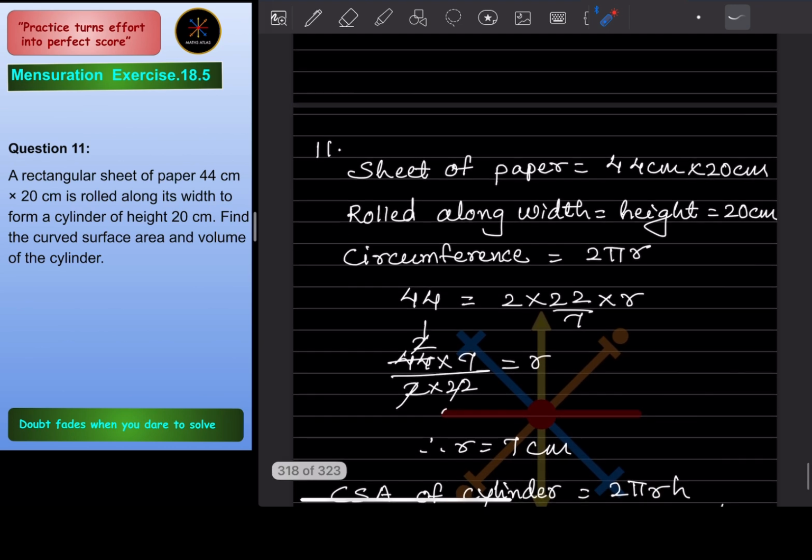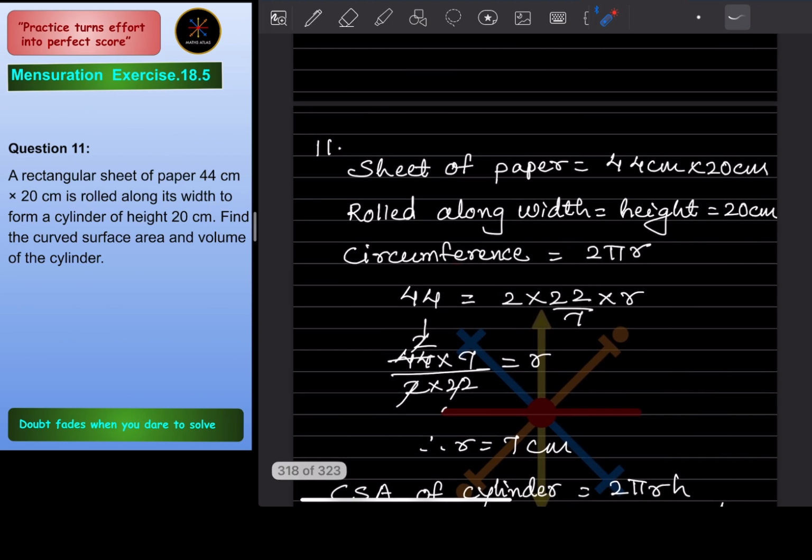Now let us see the first thing. We don't know the radius over here, so we'll start with the circumference of the cylinder, that is 2 pi r. The circumference is given here as 44. So this will be 2 into 22 by 7, and we don't know the radius, so this will go on this side. That will be 44 into 7 divided by 2 into 22, which is going to be the radius. So r will be 7 centimeter.